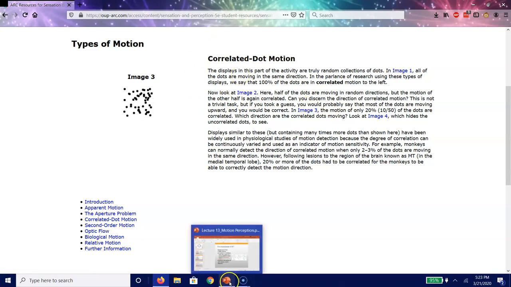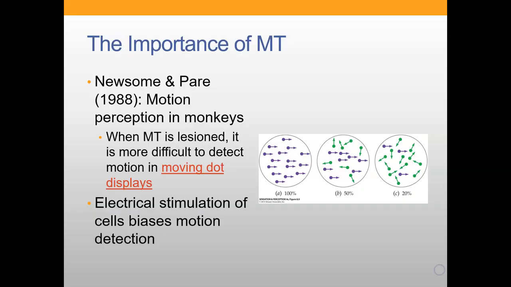But it turns out that MT is really critical for that motion perception. When Newsome and Pare lesioned MT in monkeys, they found that it was much more difficult for the monkeys to indicate the proper direction of motion in these displays. Interestingly enough as well, when you electrically stimulate parts of MT in certain ways, you can actually bias motion detection.